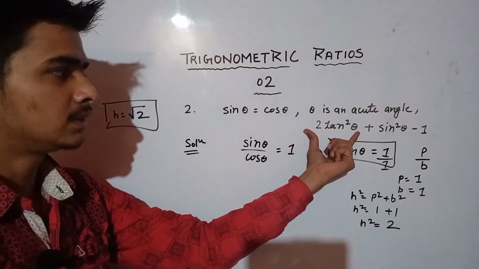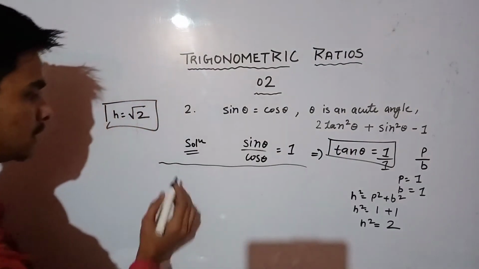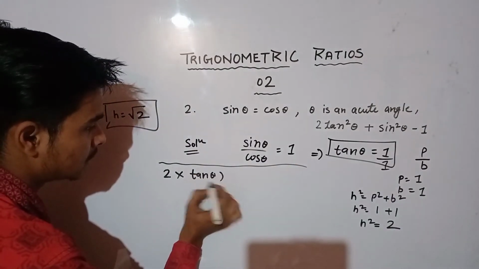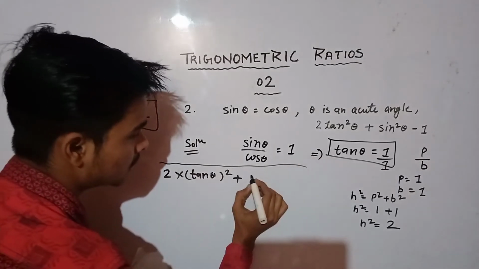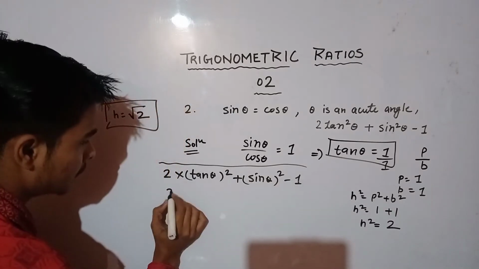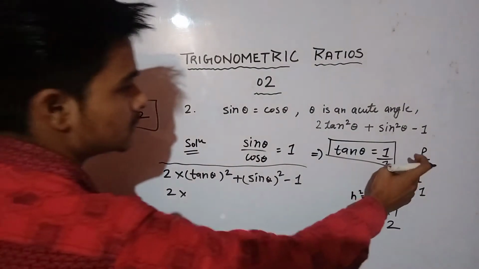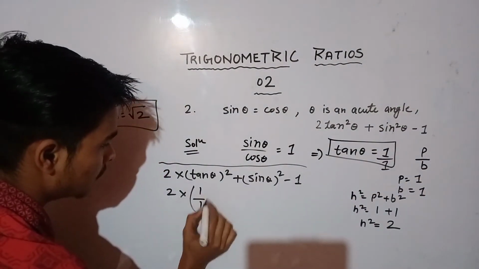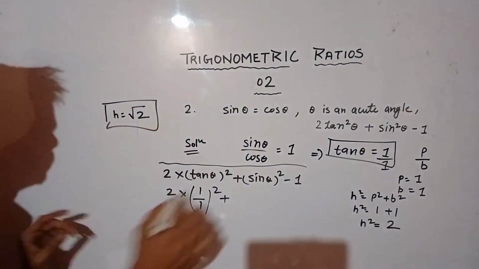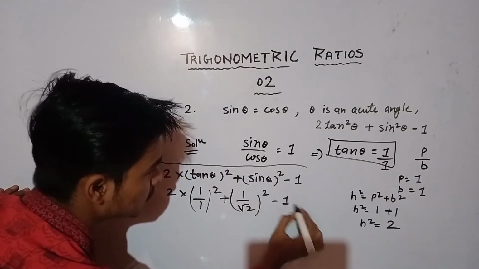Now we need to find the value of this expression. Let's solve it here. 2 tan square theta means 2 into tan theta to the whole square, plus sin square theta means sin theta to the whole square, minus 1. Tan theta is P upon B. P's value is 1 and B is also 1, so 1 upon 1 square. Sin theta is P upon H, so 1 upon root 2 whole square, minus 1.